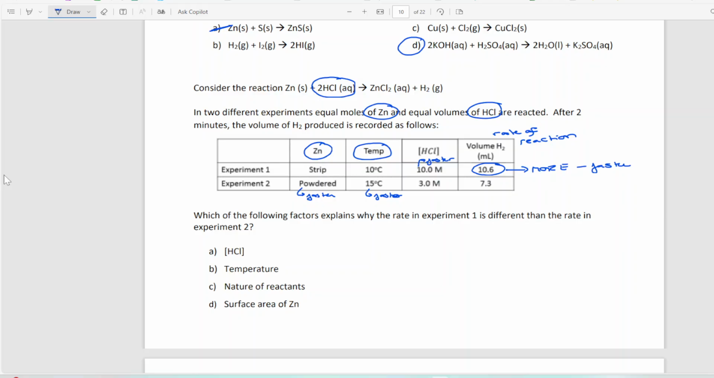Well, according to the surface area, powdered should have been faster, but it wasn't. According to temperature, the 15 degrees Celsius should have been faster, but it wasn't. So the one thing that must have made this reaction faster must have been the concentration of hydrochloric acid. So the hydrochloric acid is the only thing that was working for experiment 1. It was the only thing increasing the rate of reaction of experiment 1. So temperature, nature of reactants, and surface area of zinc did not factor in because those things actually should have made experiment 2 faster. Well, not nature of reactants. That's the same for both.